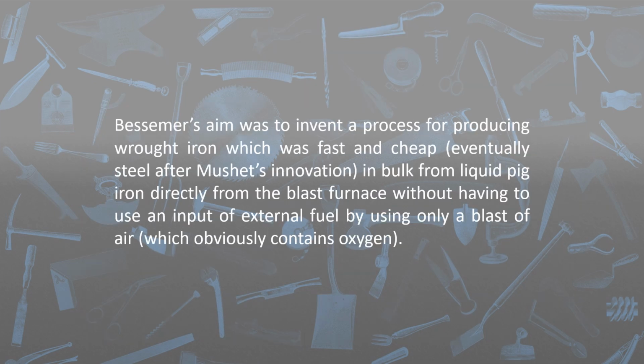Bessemer's initial aim was to invent a process for producing wrought iron in bulk directly from molten pig iron without having to use an input of external fuel such as coke or coal. He used a blast of air which produced an exothermic reaction. An exothermic reaction generates its own heat. After Mushet's invention, using the addition of Spiegeleisen, the process was able to produce steel of a known carbon content.